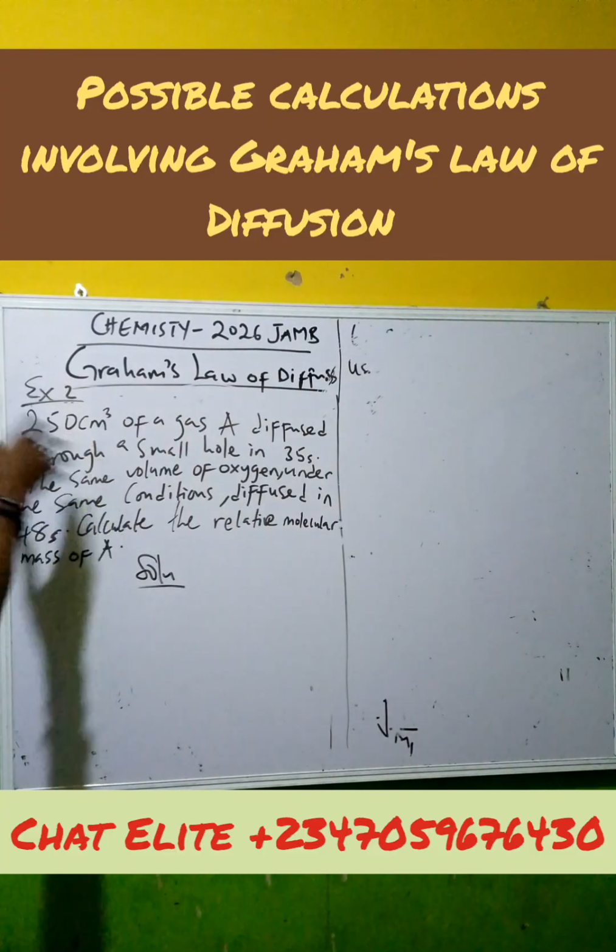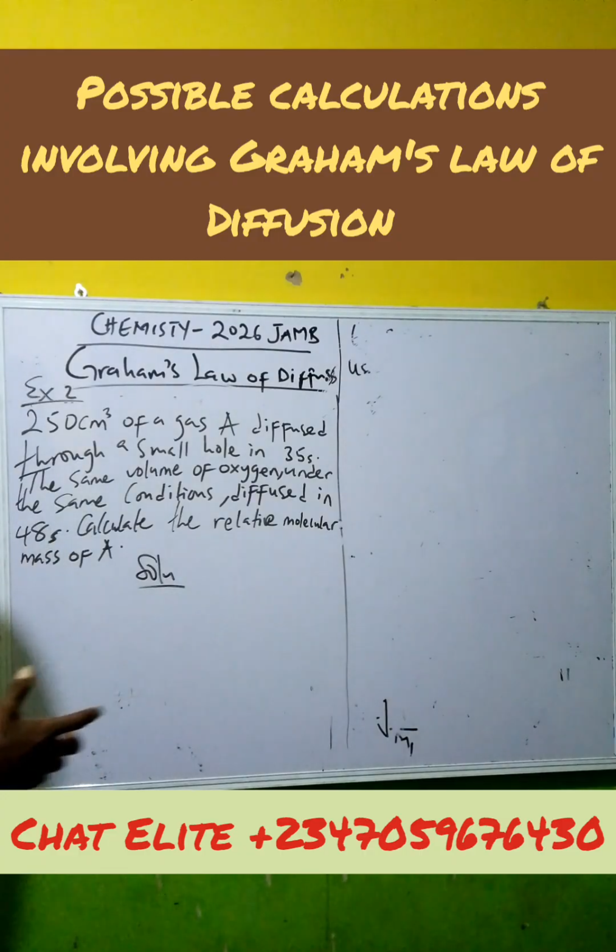250 centimeters cubed of a gas A diffused through a small hole in 35 seconds. The same volume of oxygen under the same condition diffused in 48 seconds. Calculate the relative molecular mass of A. Let's get it started. So let's calculate the molecular mass of A.